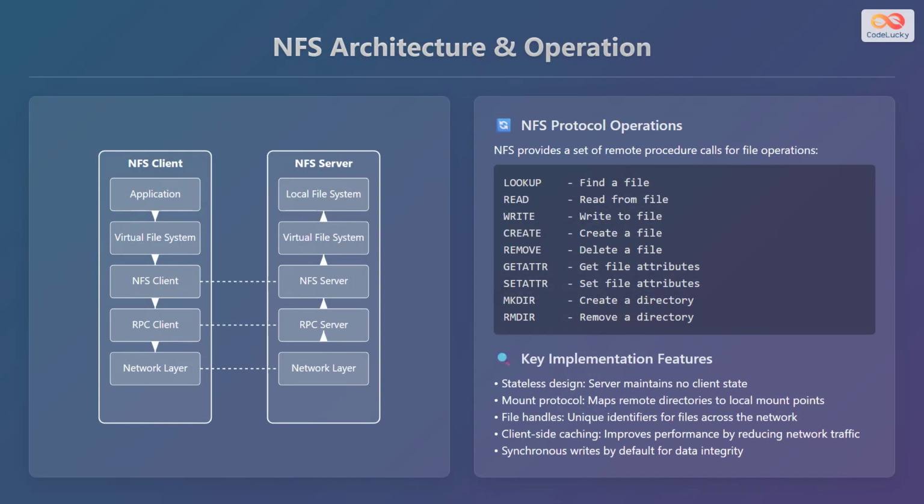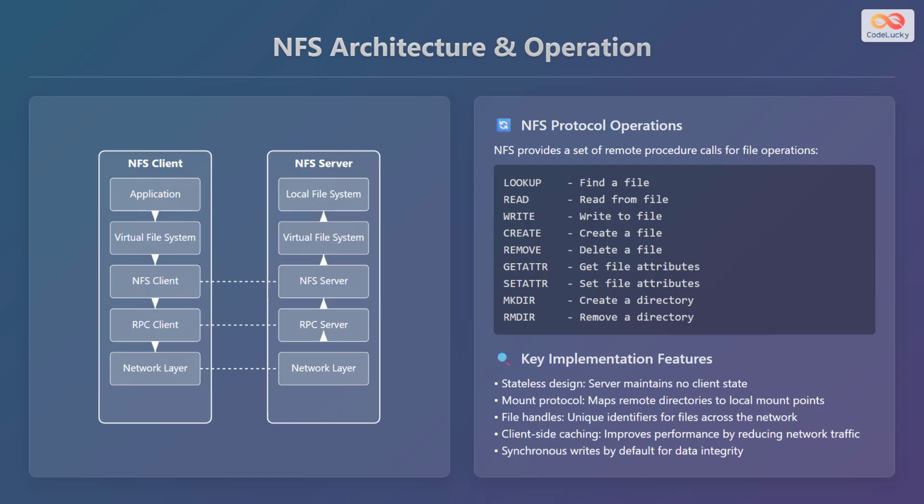Let's examine the architecture of Network File System and how it operates. On the client side, an application requests a file. This request is intercepted by the virtual file system, or VFS. The VFS directs the request to the NFS client, which uses the remote procedure call client to communicate over the network layer with the NFS server.